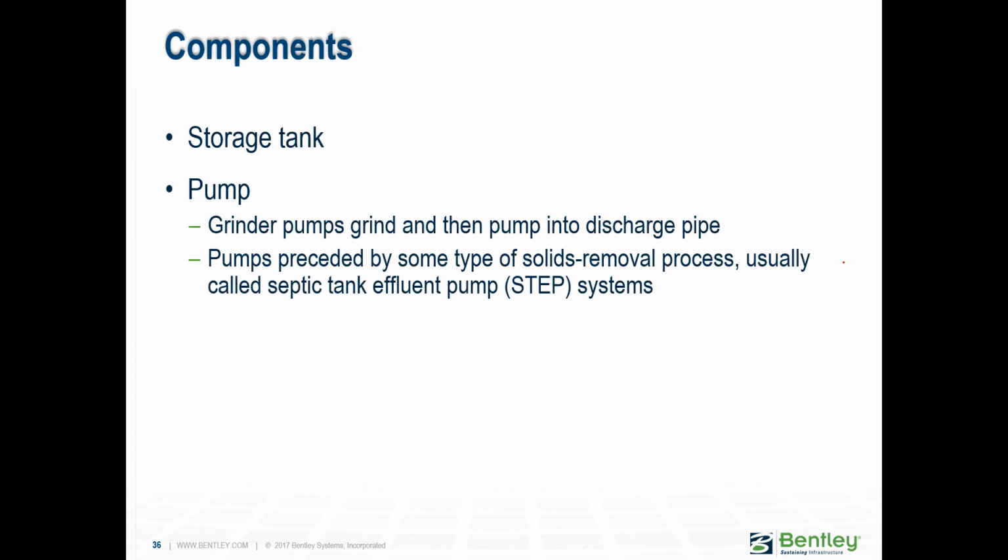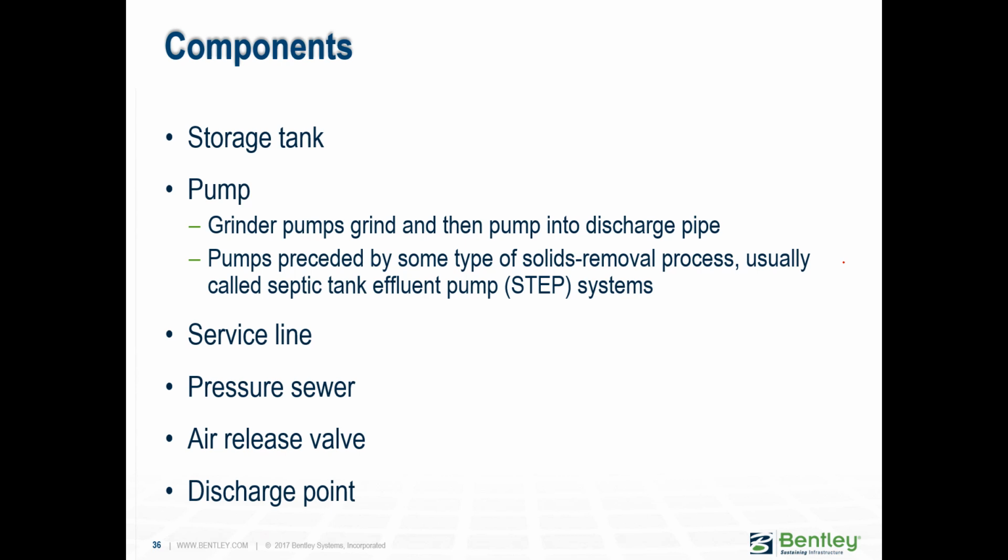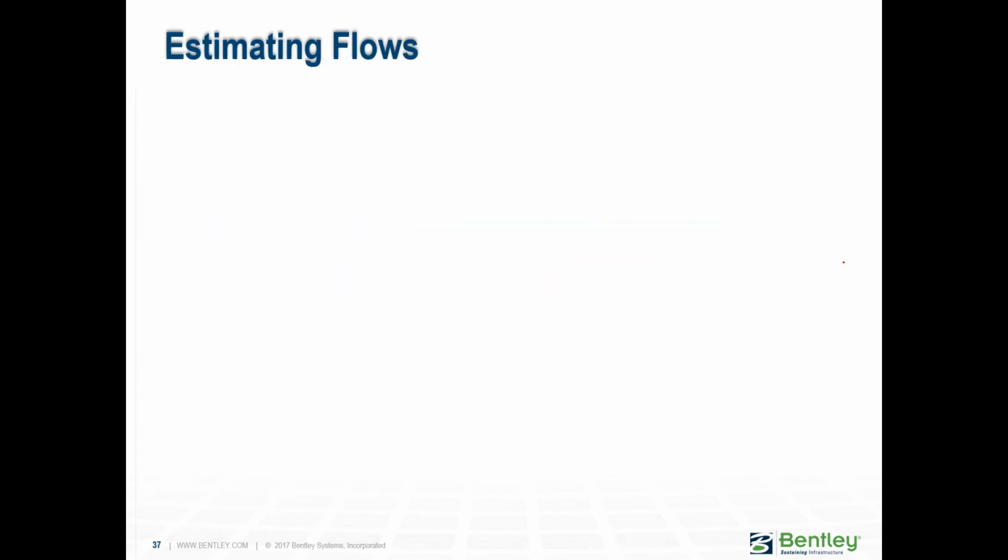All right, so let's say that you're doing a project and you decide, I'm going to have to go with this kind of grinder pumps. What are you going to need at each location? A storage tank, a pump, and a service line. And then, down the streets, pressure sewers. At the high points, you will put the air release valves like we talked about before. And then finally, they would discharge, hopefully to a manhole where then they will flow gravity to your treatment plant.